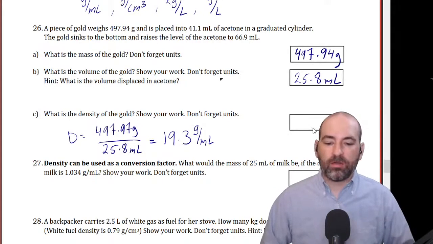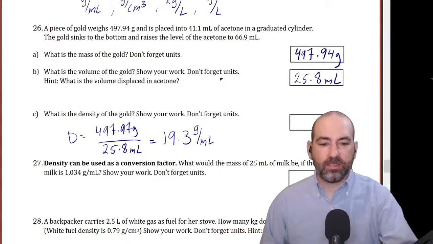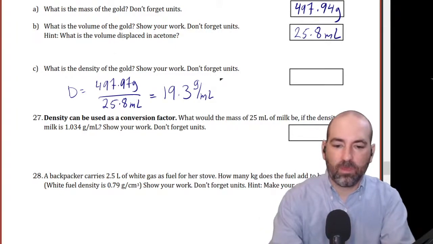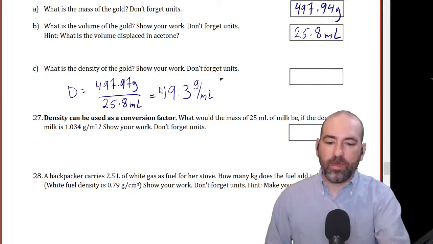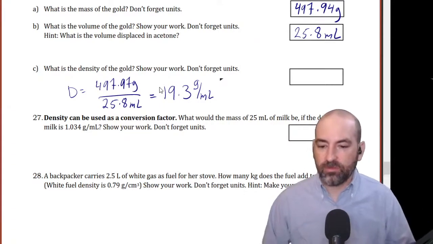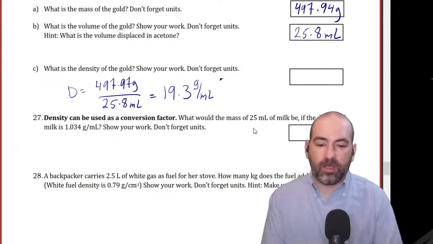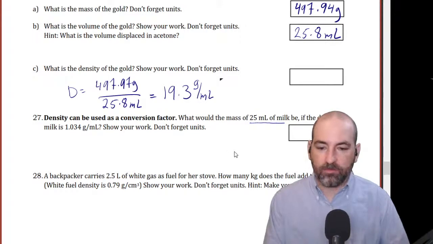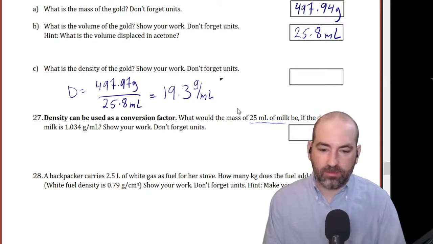Okay, so now let's use density as a conversion factor and do a similar calculation. So in the next problem, what would the mass of 25 milliliters of milk be if the density of milk is 1.034 grams per milliliter? So again, just like the problems last night, we're starting with a certain amount of milk, and we want ultimately to get mass. So we want to go from milliliters, which we started with, to grams.